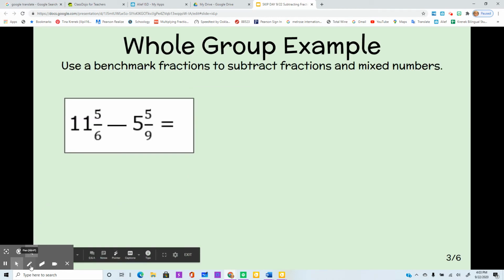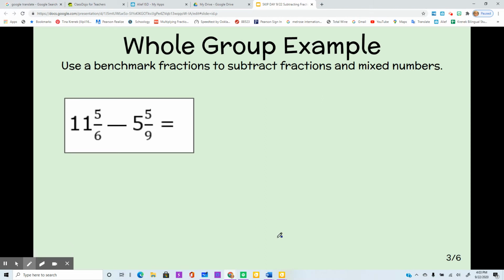And let's look at our first problem. Okay, 11 and 5/6 minus 5 and 5/9. So 11 and 5/6. Well, it takes 6/6 to make a whole. And if I have 5 of those, I'm going to say that that's closer to a whole. If you need to see the number line, let's just draw the number line. Half of 6 would be 3/6. And 5/6 is right here because one whole is 6/6. So we're going to say that's closer to a whole.